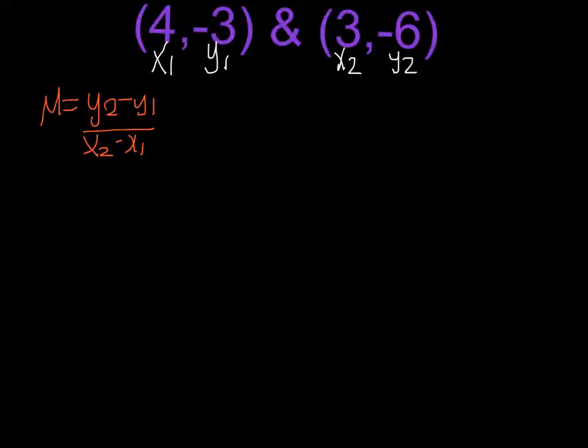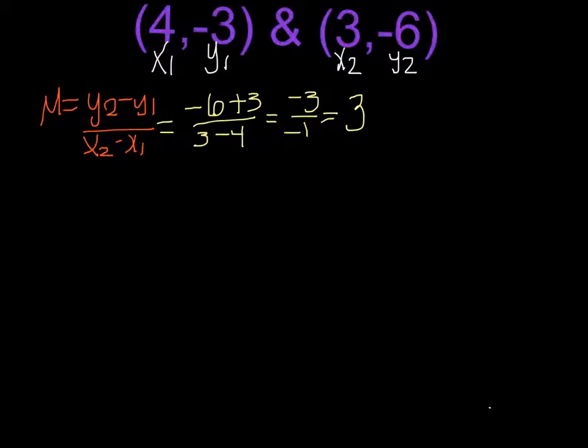So we're going to take the information that we know and plug that in. y2 is negative 6 minus a negative 3, so that changes to plus. And then we have 3 minus 4. Negative 6 plus 3 is negative 3, and 3 minus 4 is negative 1. So our slope equals a negative 3 over negative 1, or that can be rewritten as positive 3.